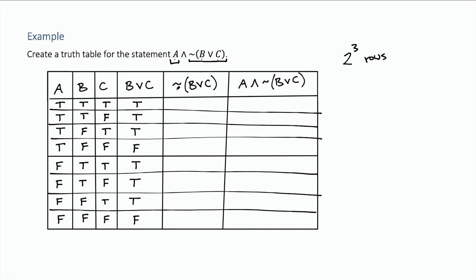Okay, next we have not B or C, the negation of the B or C. So we're just negating this column, which means we're just flipping the truth value. So true goes to false, and false goes to true.